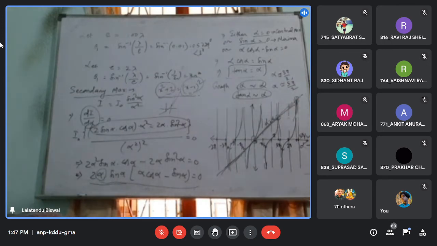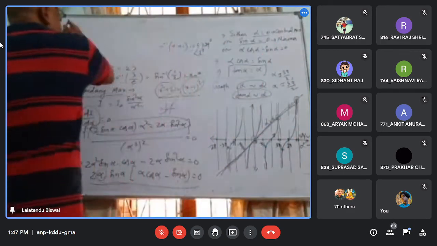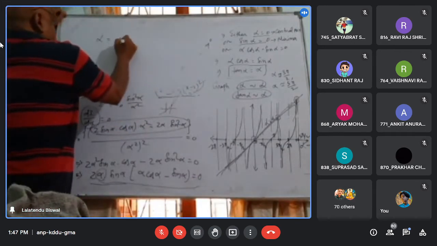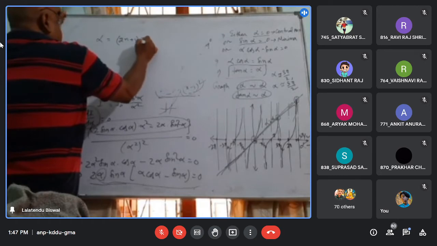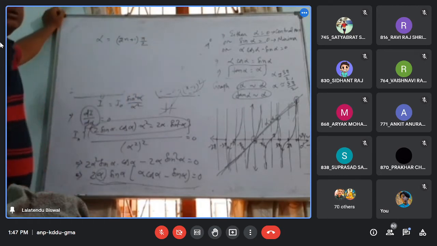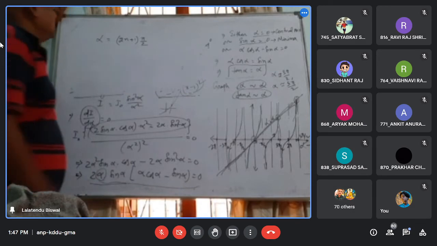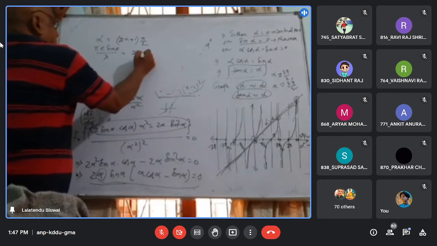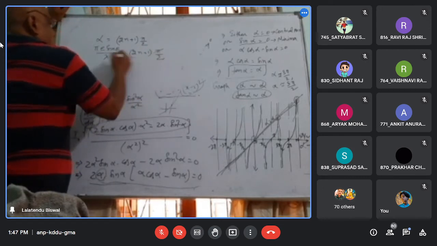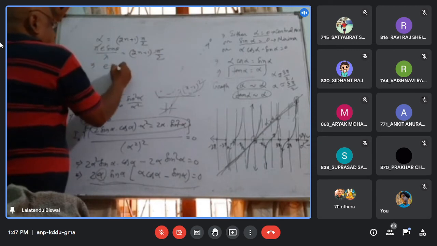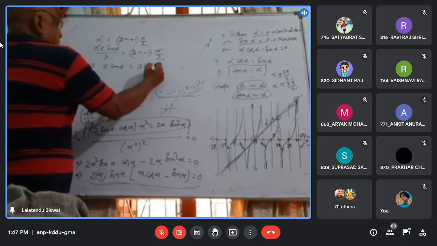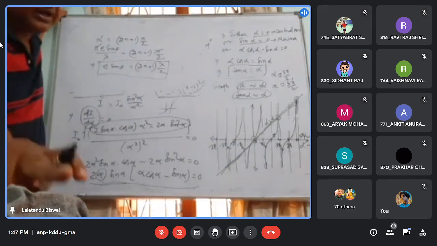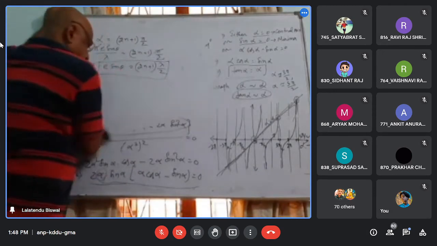So if you look at it like this, what you see is alpha is equal to 2n plus 1 into pi by 2 is the condition for secondary maxima to form. Now what is alpha? Pi a sin theta by lambda. So this should be equal to 2n plus 1 into pi by 2. Pi cancels out. a sin theta is equal to 2n plus 1 into lambda by 2. This is the condition for secondary maxima. That is what you have read in your 12th class also.